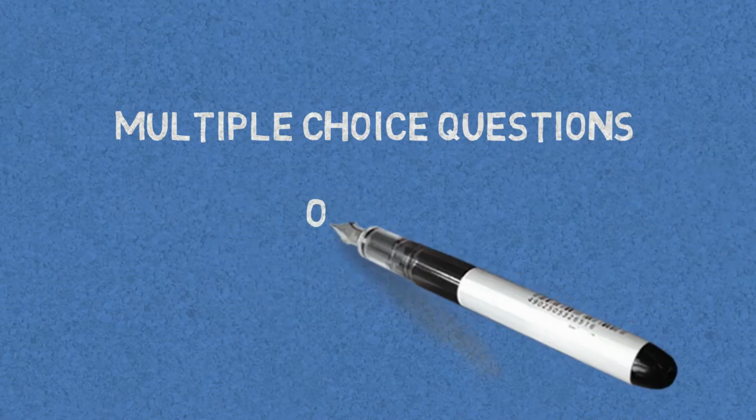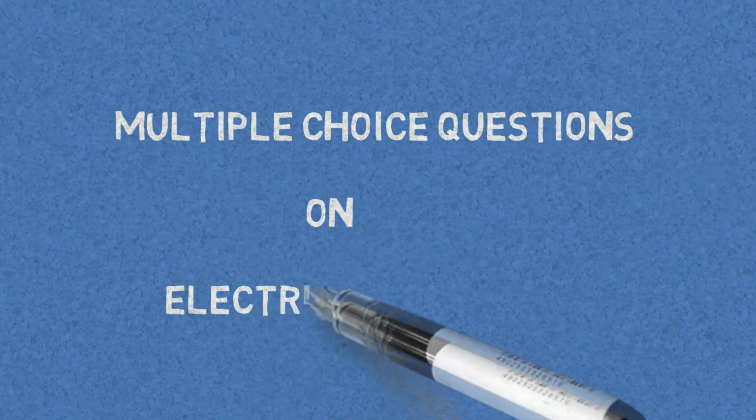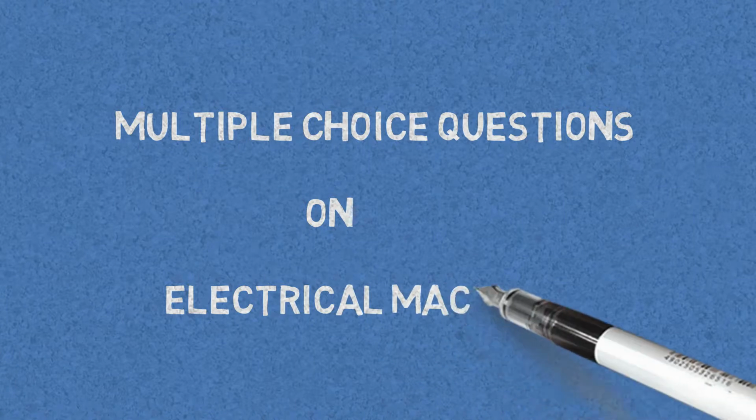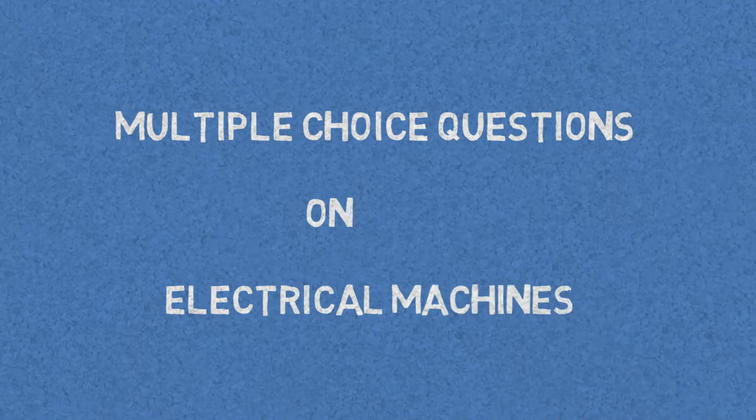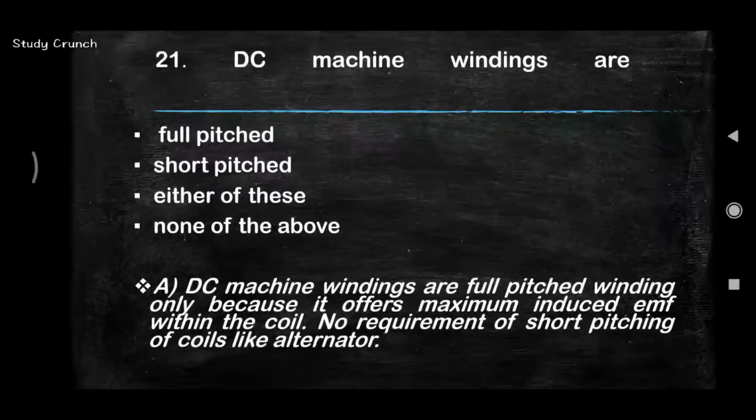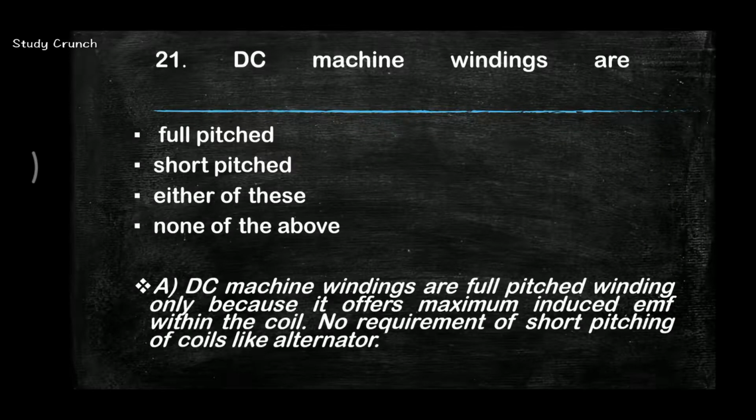Now we are going to start off with the course on MCQs on electrical machines. Starting off with question. DC machine windings are always full pitched windings. So the answer is A, that is full pitched. They are full pitched only because it offers maximum induced EMF within the coil. There is no additional requirement of short pitch of the coil like alternators.